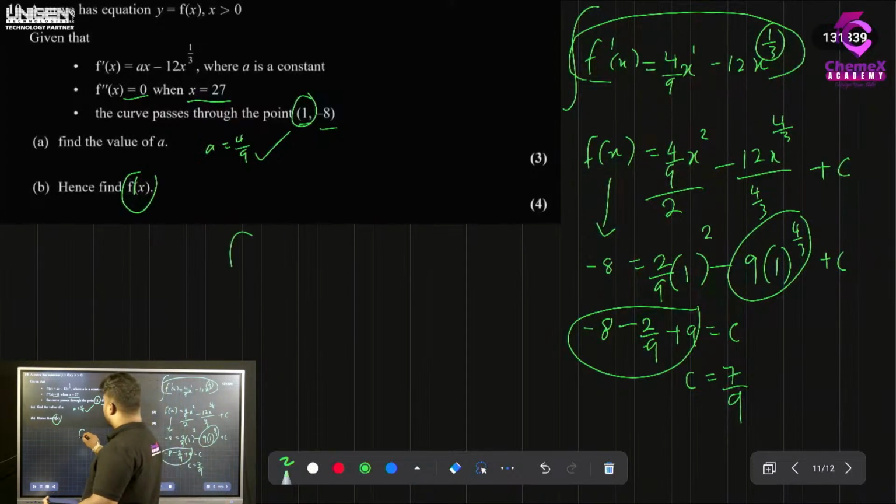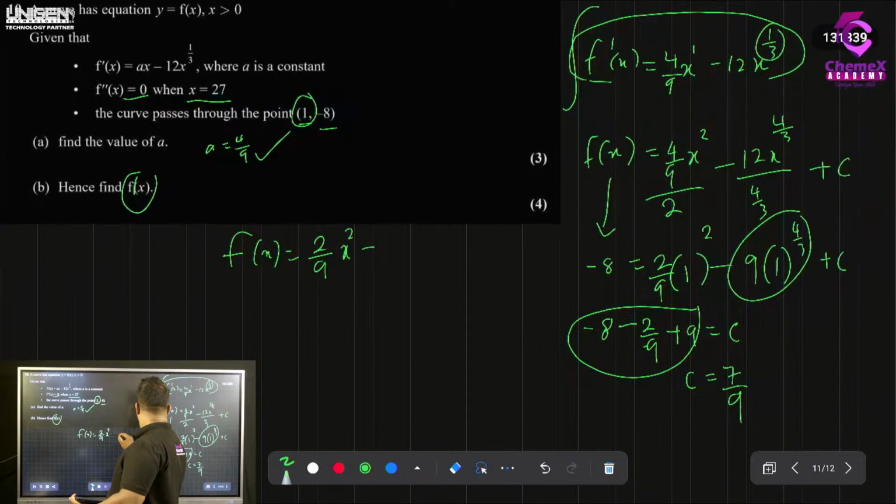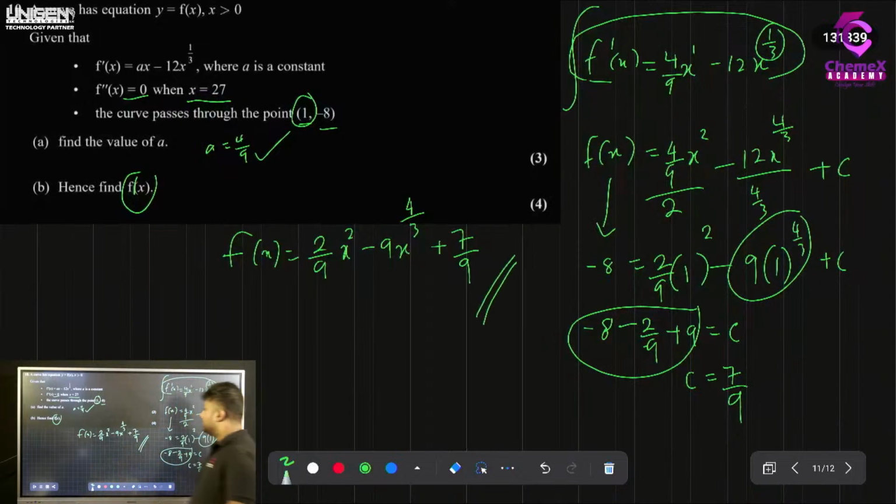Now still not done. You need to write the fx equation. So fx is equal to 2 over 9 x squared minus 9 x to the power 4 over 3 plus 7 over 9. With that you get the full marks of 4.